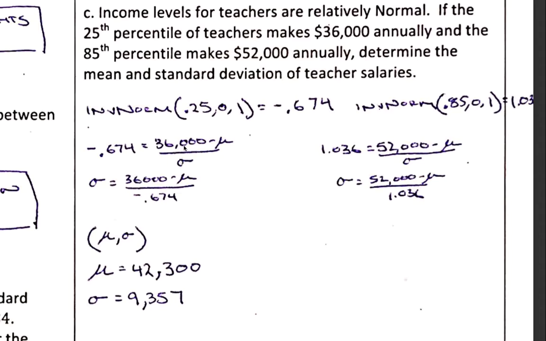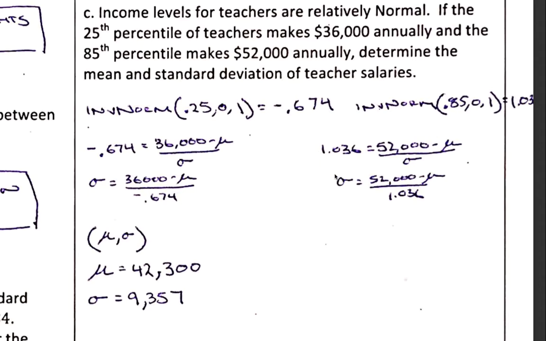And I've got a value. I've got 36,000. I've got a value, 52,000. But I'm going to need one other thing in order to solve a system. And so let's find the z-score. The way that we can find the z-score is using inverse norm. And so I'm going to put 0.25 here. 25th percentile means 0.25 or lower. And then 0 for the mean and 1 for the standard deviation. It gets me negative 0.674. So that's my z-score with this being the case.